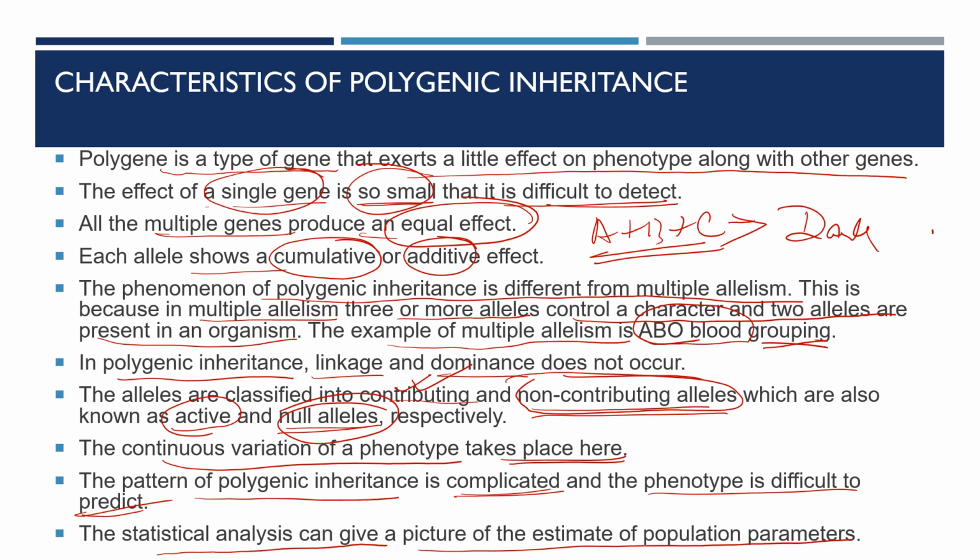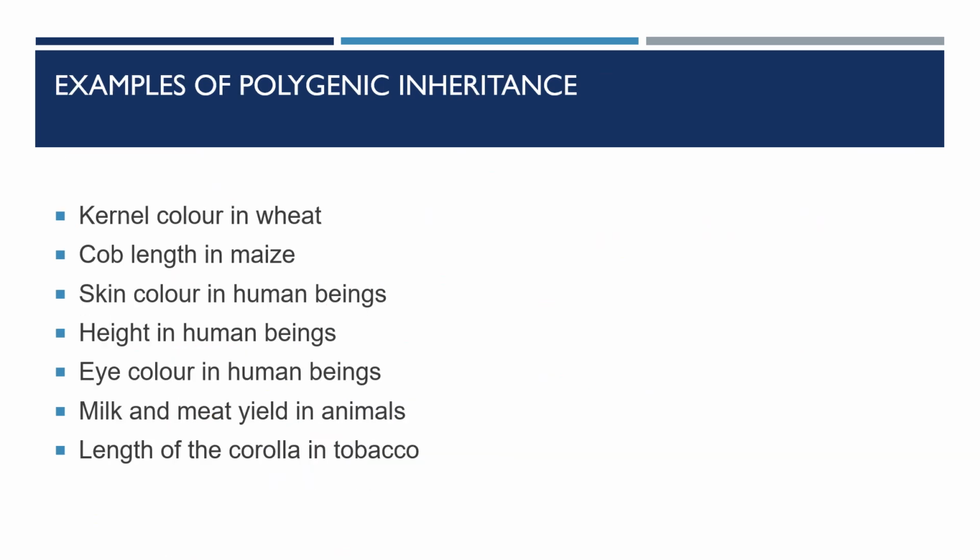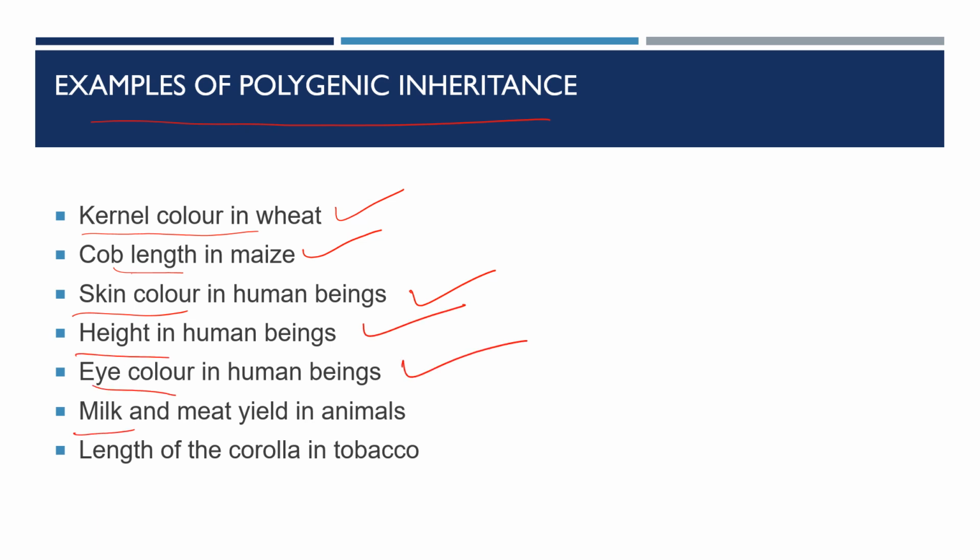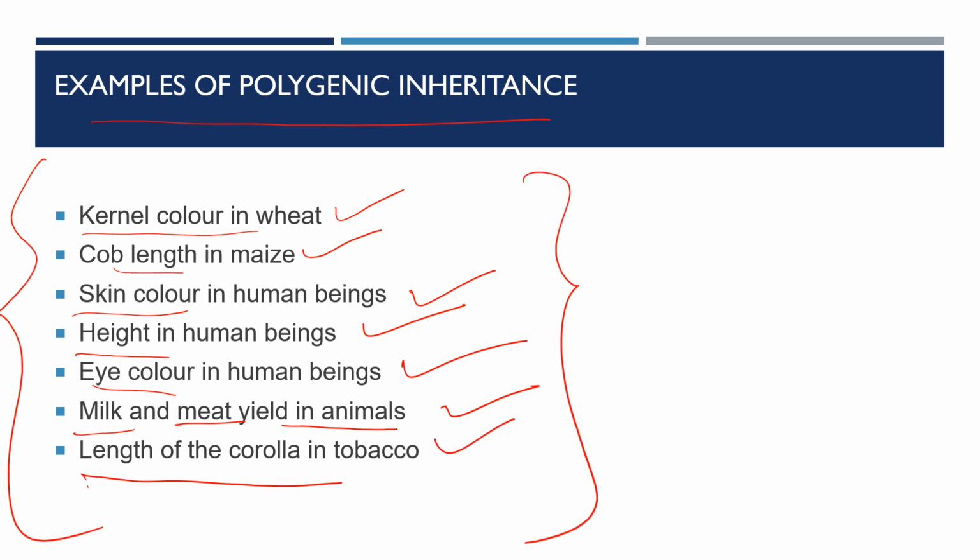So let us see what is there in the next slide. What are the examples of polygenic inheritance? First it was observed in the kernel color of wheat. Then cob length in maize, skin color in humans, height in humans, eye color in humans, milk and meat yields in animals, length of corolla in tobacco. These are all the main important examples of polygenic inheritance. Please do learn the examples.